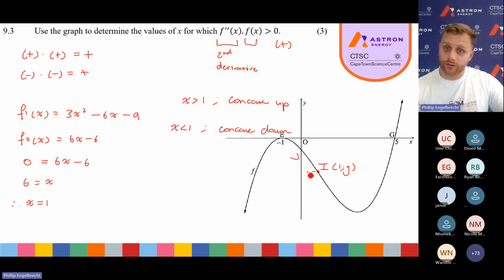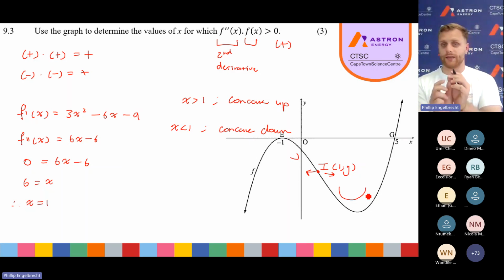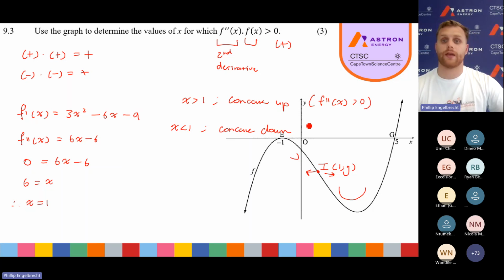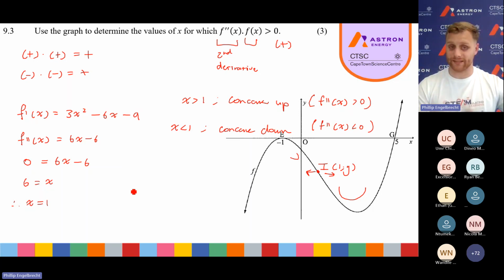So if I go this side of the graph, it means that this thing is concave down. If I go to that side, it is concave up. Okay. Hopefully we understand that. Now, if it's concave up, it means that your second derivative is positive. If it's concave down, it means that your second derivative is negative. Okay, I hope we understand that.